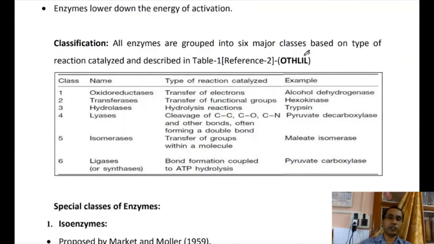First classification you can easily remember by this very simple formula, OTHLIL. O means oxidoreductase, T means transferase, H means hydrolase, L means lyase, I means isomerase, and L means ligase. So what the particular catalyzing reactions are is given here, and then very good examples. You just have to remember, okay.